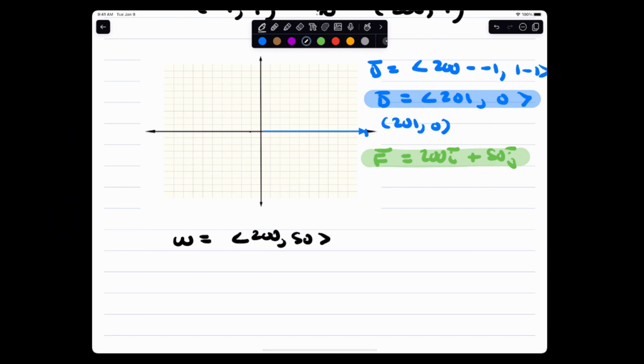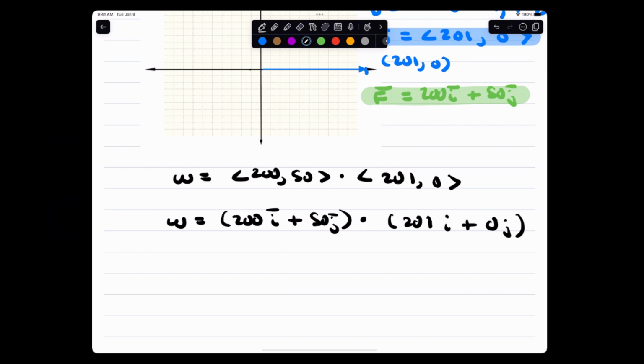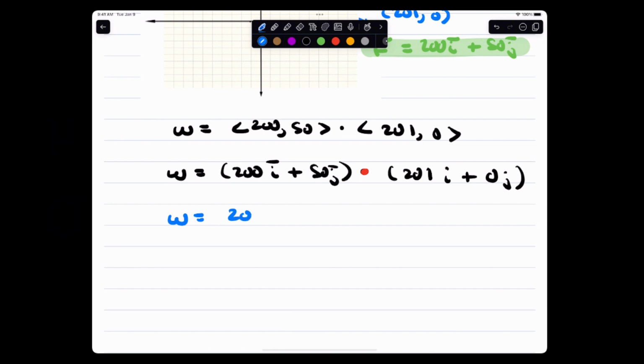So sometimes I can write it this way here, or sometimes I could write it this way. Then I'm going to do 200i plus 50j dotted with 200i plus 0j, or just 200i. So this is going to be the dot product. Okay, let's get the work here. 200 times 201 plus 50 times 0.